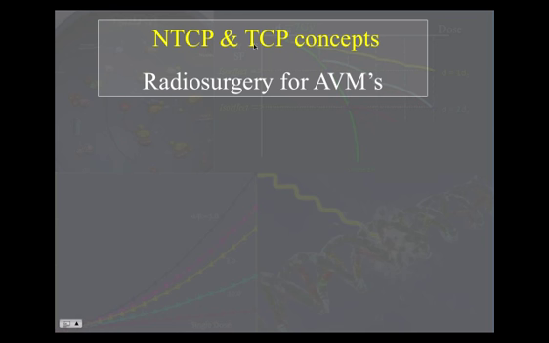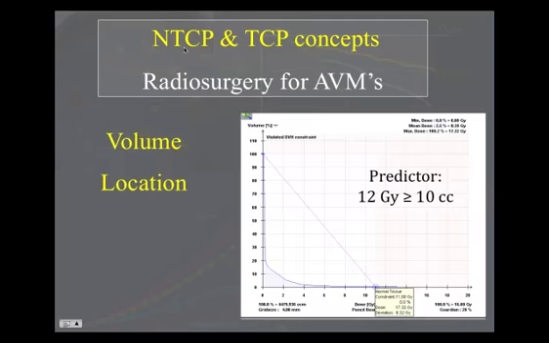Now, one aspect is tumor control probability on AVMs, or AVM obliteration. The other side of the coin is normal tissue complication. What happens? There are two things that predict complications when treating AVMs with radiosurgery. One is a dose constraint. Every time you deliver a high dose, 12 gray, to more than 10 cc of tissue, including AVM plus the normal brain, you are incurring a higher chance of getting some kind of complication.